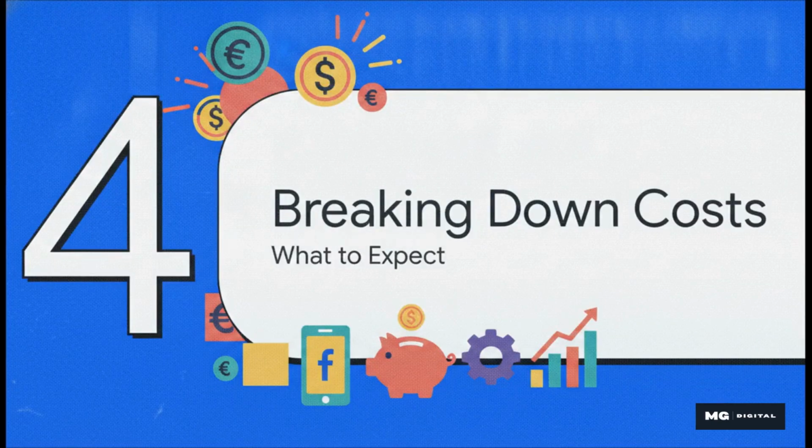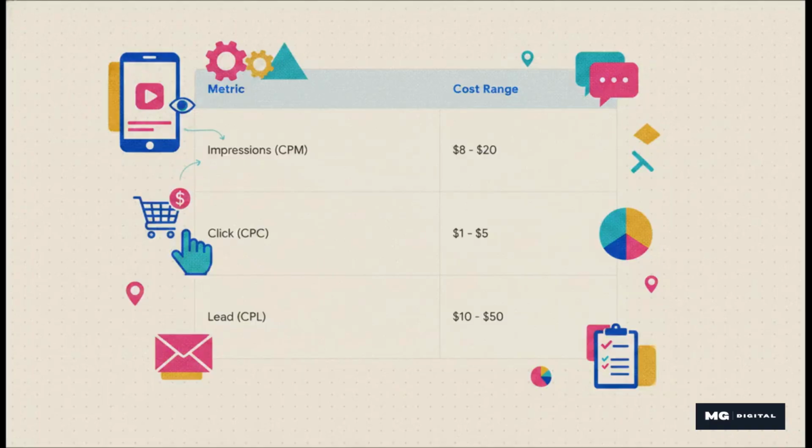Section 4. Breaking down the costs. What to expect. Let's completely demystify the financial investment here and translate this digital marketing jargon into plain English so you know exactly what you're looking at. CPM stands for cost per 1,000 impressions, basically how much it costs for your ad to pop up 1,000 times on people's screens.